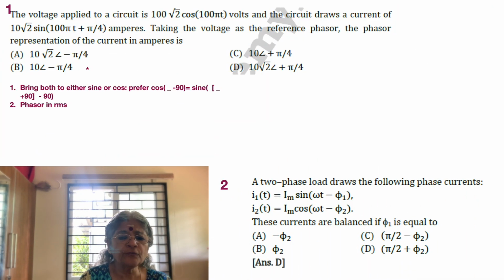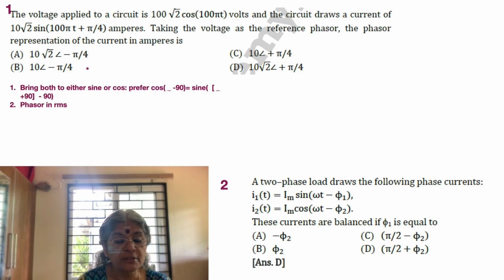Okay, these are two points that I'd like to make clear at this juncture. Then moving on to the second problem. A two-phase load draws the following phase currents: I1(t) is equal to Im sin(omega t minus phi 1), and I2(t) is equal to Im cos(omega t minus phi 2 minus pi by 2). Okay, so any of these can be taken into consideration. So better to convert the cosine also.